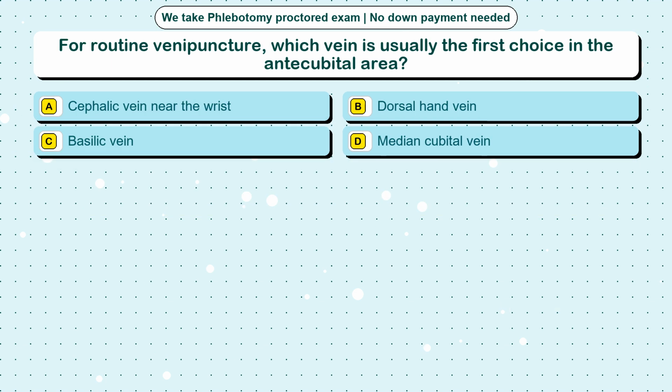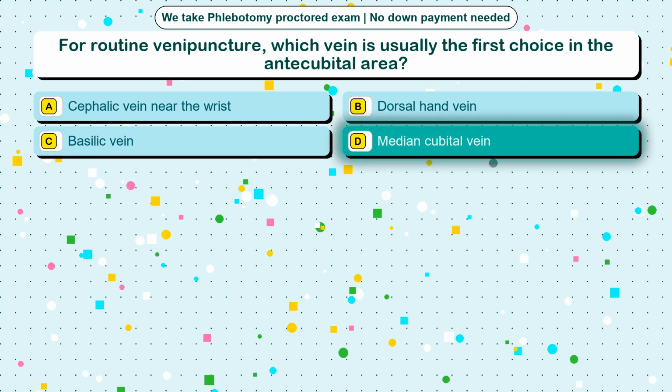Question 20. For routine venipuncture, which vein is usually the first choice in the antecubital area? Option A. Cephalic vein near the wrist. Option B. Dorsal hand vein. Option C. Basilic vein. Option D. Median cubital vein. The correct answer is option D.